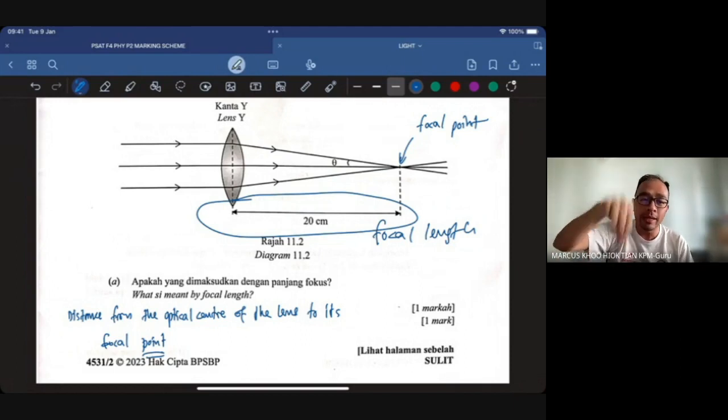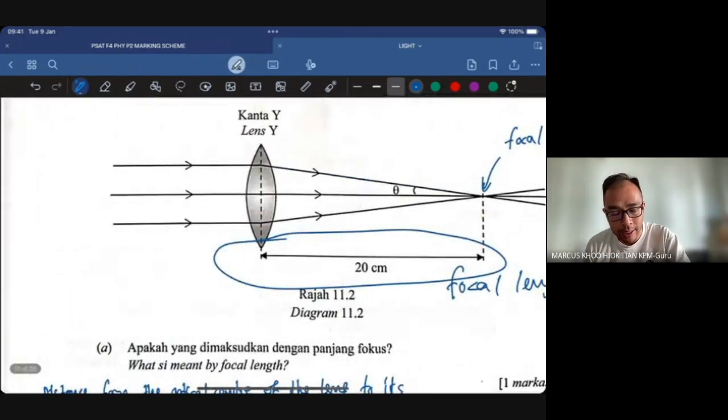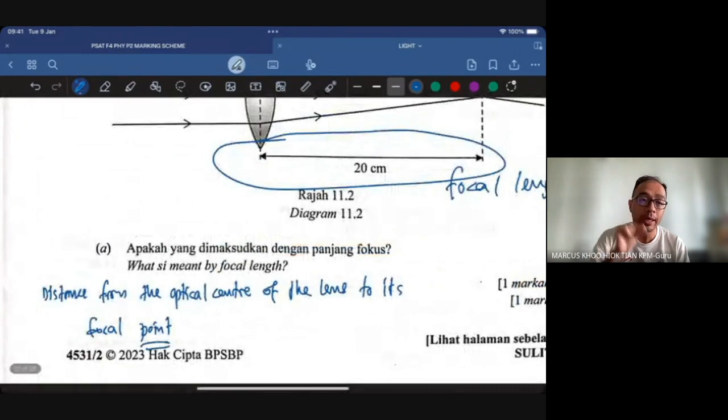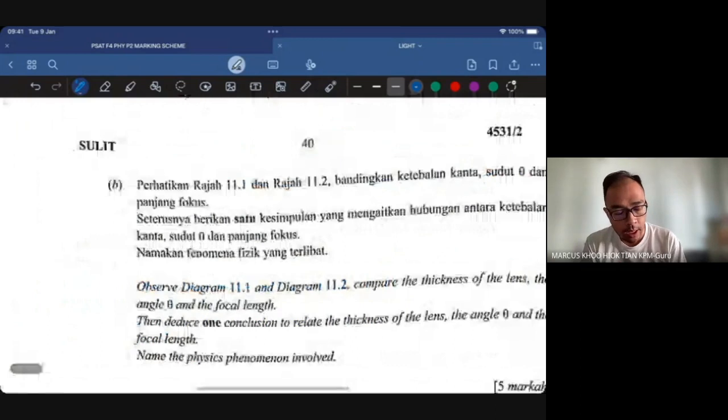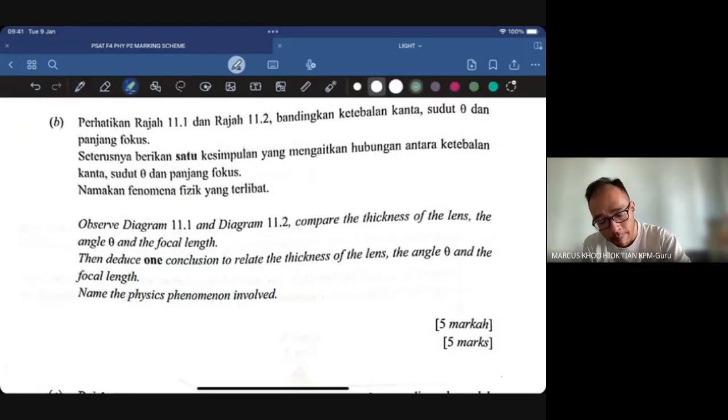The focal point is where the light rays converge. So the focal length is the distance from the optical center of the lens, this is the optical center, to its focal point, where it focuses. That's the focal length. Observe diagrams 11.1 and 11.2. Oh wow, here we go. Compare the thickness, number 1. Compare the angle, number 2. Compare the focal length, number 3. Deduce one conclusion to relate the thickness, the angle, and the focal length.